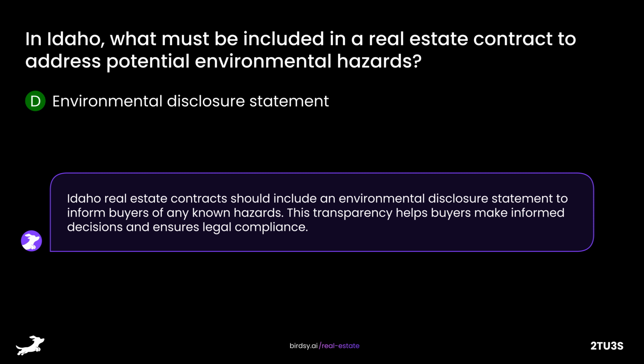Idaho real estate contracts should include an environmental disclosure statement to inform buyers of any known hazards. This transparency helps buyers make informed decisions and ensures legal compliance.